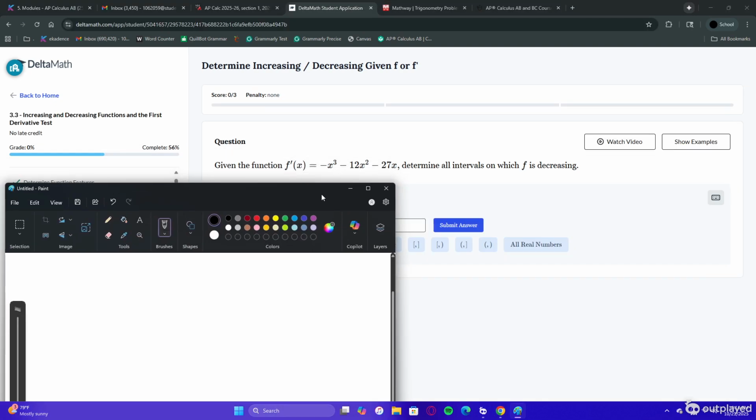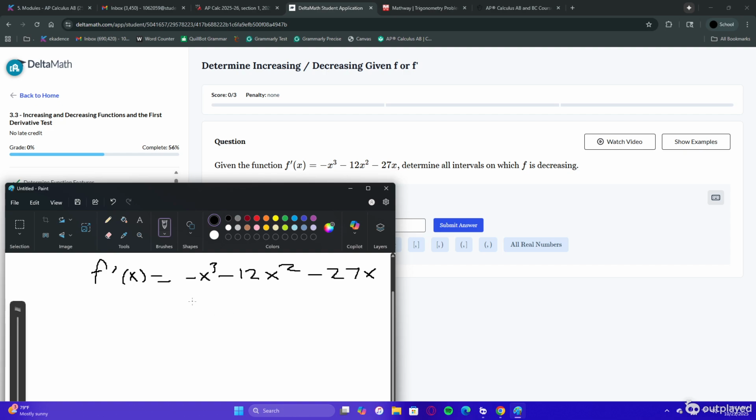Okay, now we're given a function f prime of x, and we have to determine all intervals on which f is decreasing. So here they already give us f prime of x, which is negative x to the third minus 12x to the second minus 27x. And see, now with this we can just find the zeros of this function and then plug in values to see where it's increasing or decreasing.